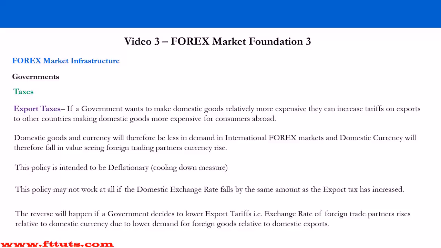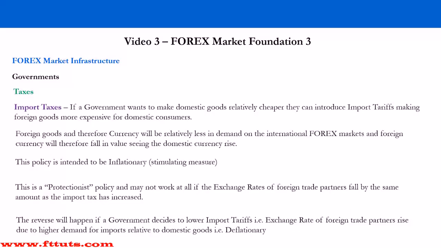And what tends to happen is the domestic currency and goods are less in demand, the currency less in demand on the international Forex markets, and it falls in value. And on the other side, foreign trading partners, their currency rises. And the policy is intended, obviously, to be deflationary, otherwise they wouldn't introduce it. They're trying to cool down prices in the domestic economy.